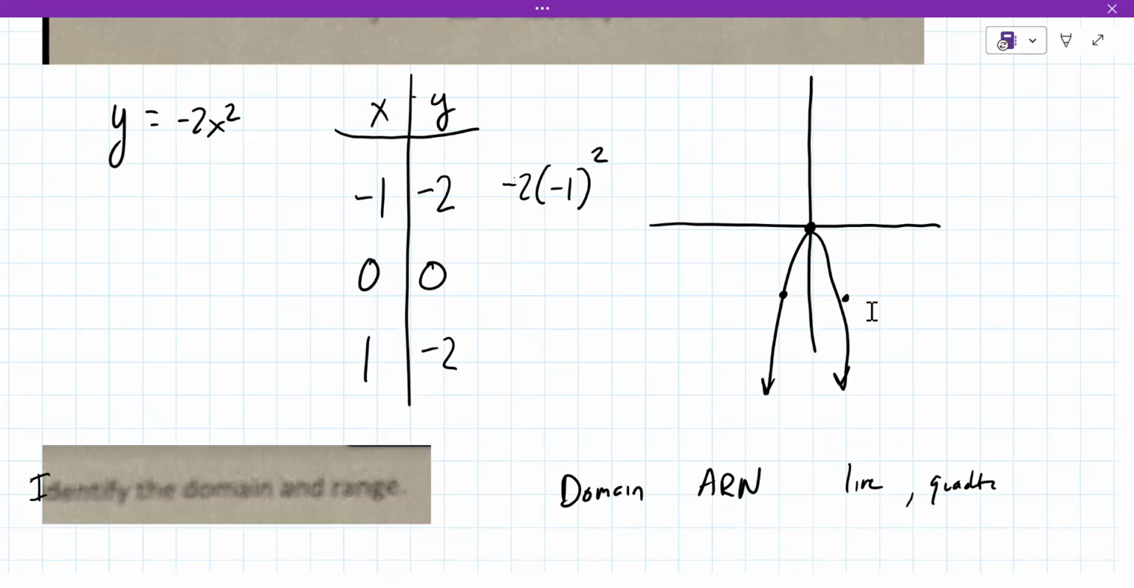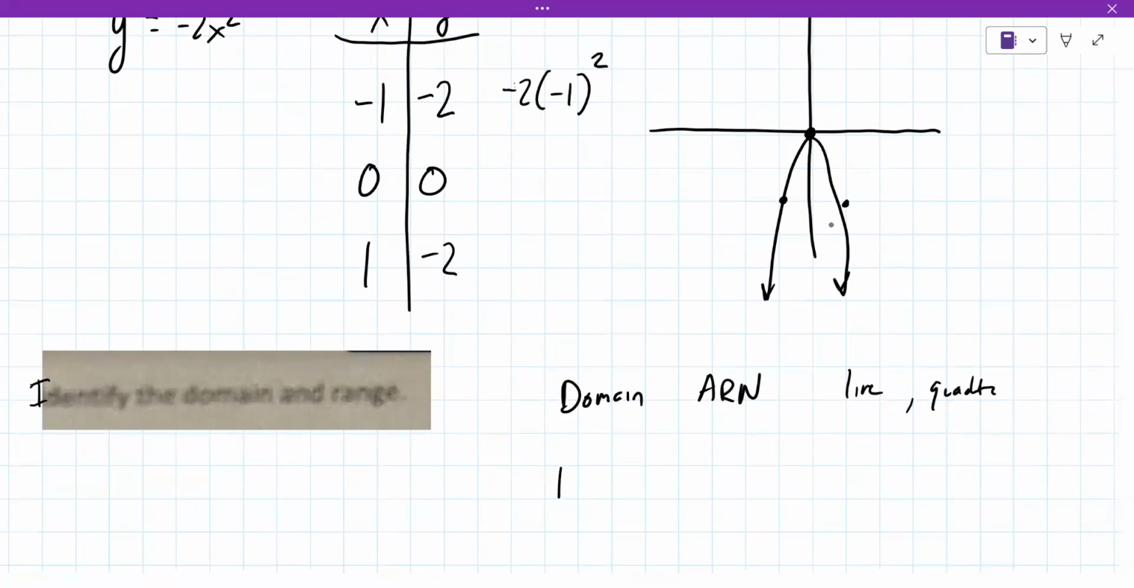Wait, where's my sheet there? I think I might have that actually already down. Nope.